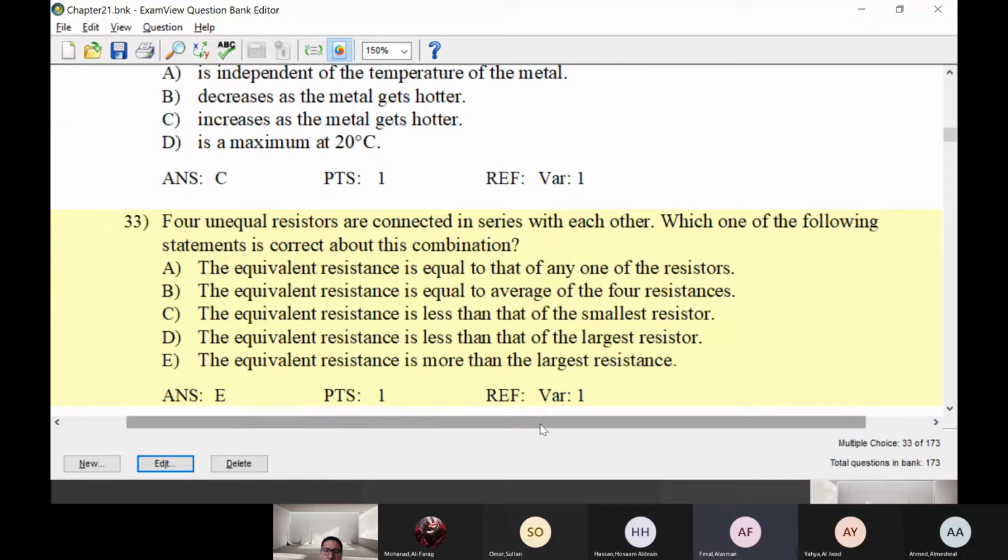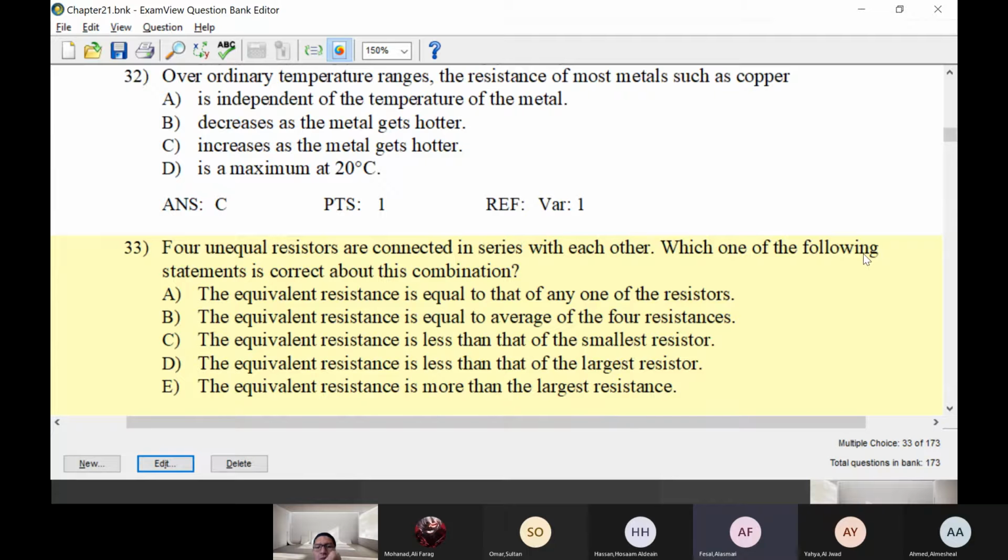Four unequal resistors are connected in series with each other. Which one of the following statements is correct about this combination? Equivalent resistance is equal to that of any of the resistors. The equivalent resistance is equal to the average of the four. The equivalent resistance is less than that of the smallest.